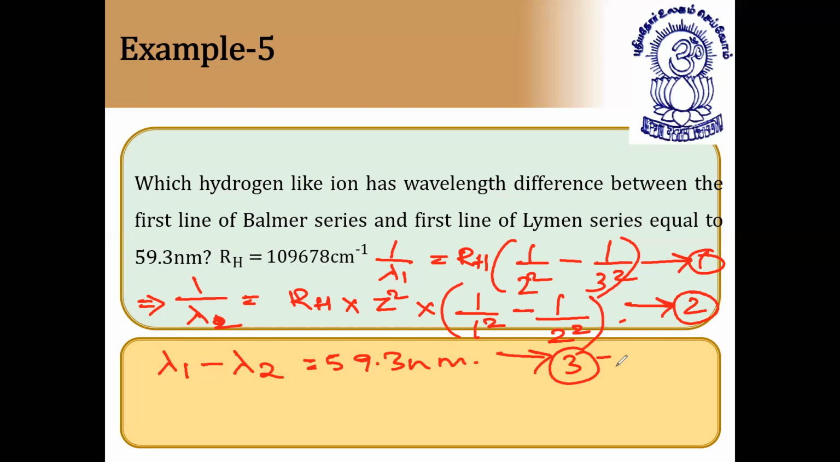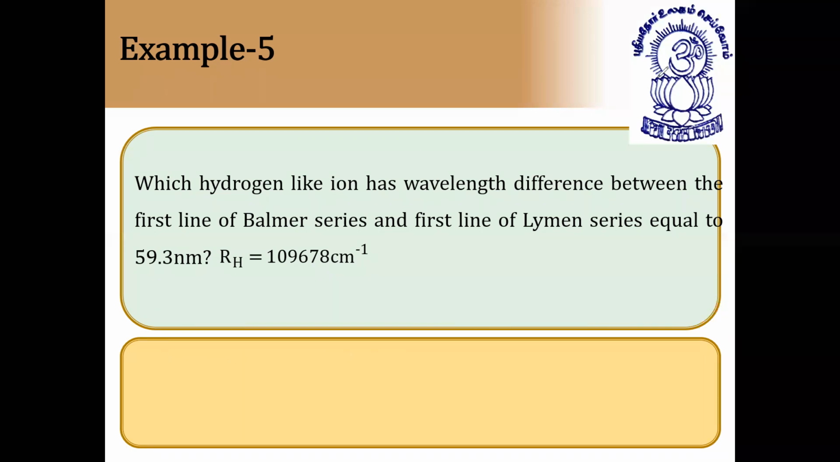If the Z value is equal to 2, it is helium ion. If Z is equal to 3, it is lithium ion. If Z is equal to 4, it is beryllium ion. So let us see what the answer will be. It is lithium plus 2 ion, so the Z value should come as 3, meaning Z square should be 9. Just go through this and do the same methodology.